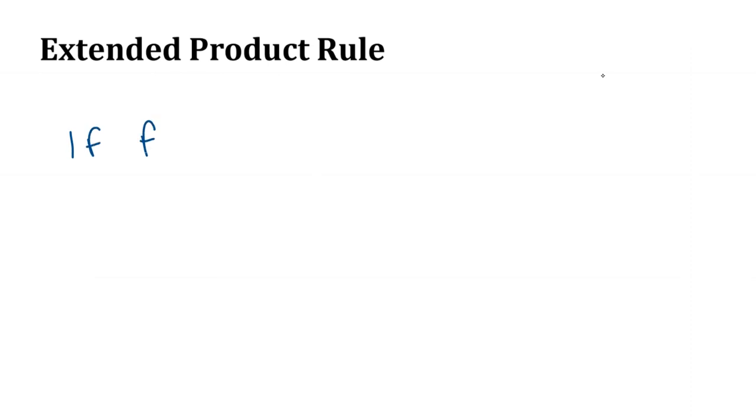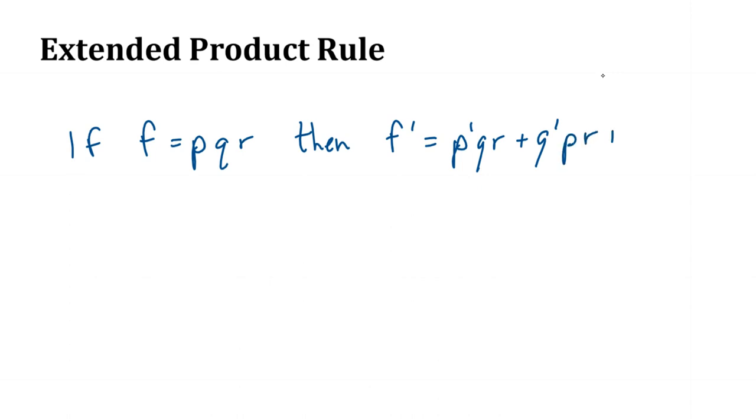If F equals P times Q times R, then F prime is P prime times Q times R plus Q prime times P times R plus what? P times Q, Q times P, same thing. Yes, very good. So you already get the pattern. That's all there is to it, right? It's just that's the pattern.